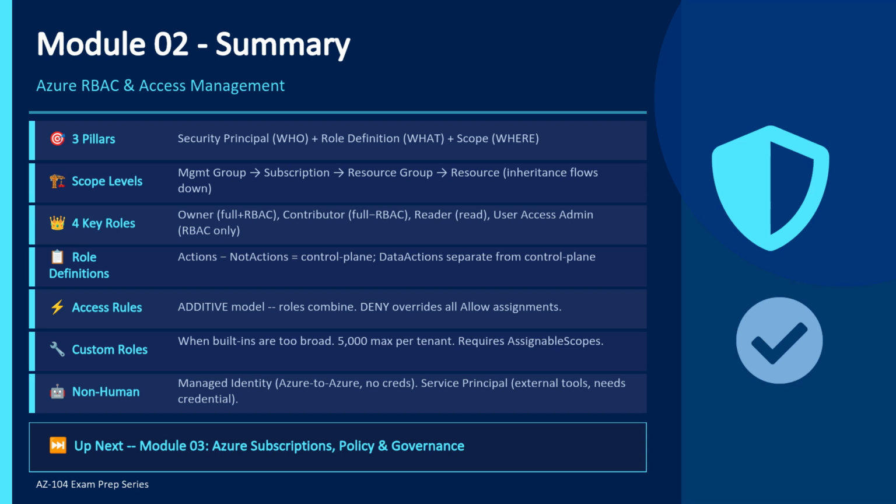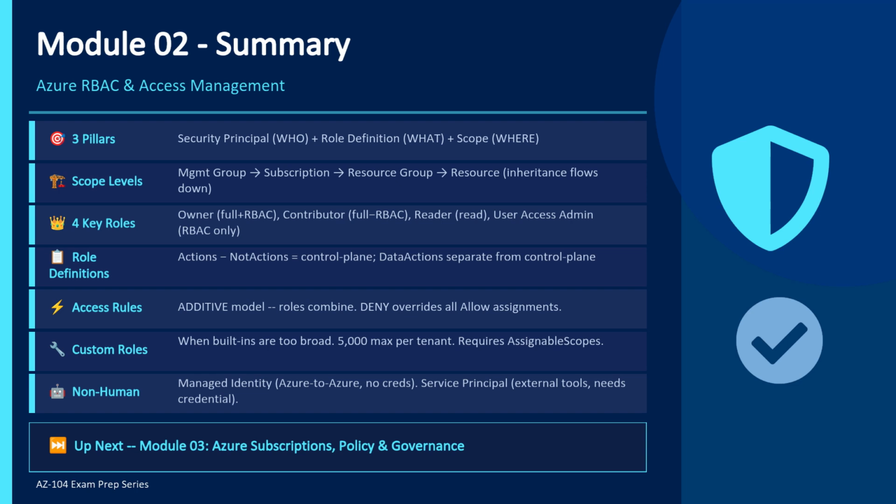The 4 key roles. Owner, everything including RBAC management. Contributor, everything except RBAC management, cannot assign roles. Reader, read-only. User access administrator, RBAC management only, cannot manage resources.